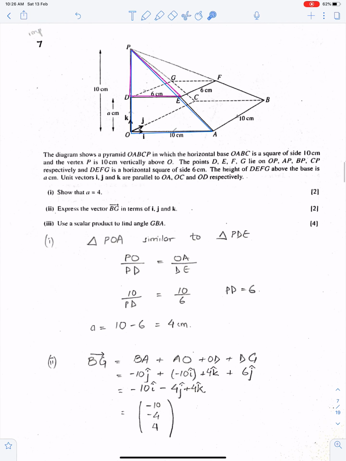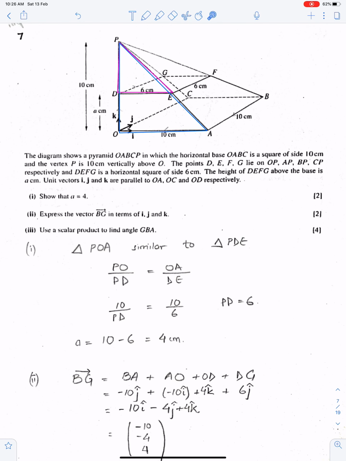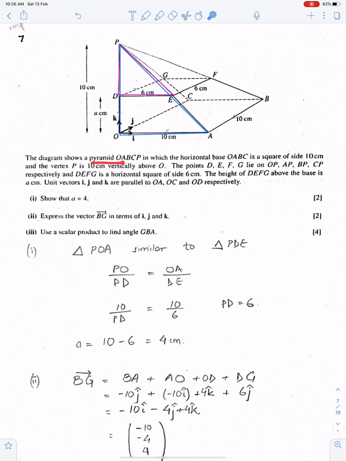Question number 7. This is so simple. We will use similar triangles in this question. This triangle and this large triangle, both are similar. The diagram shows a pyramid OABCP. This complete diagram, in which the horizontal base OABC is a square of side 10. All sides are of length 10 centimeter. And the height is 10 centimeter. This is the height.